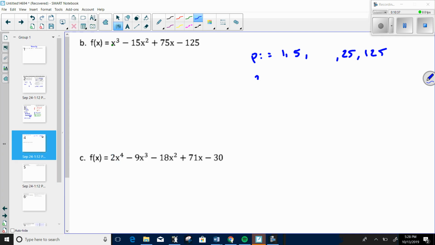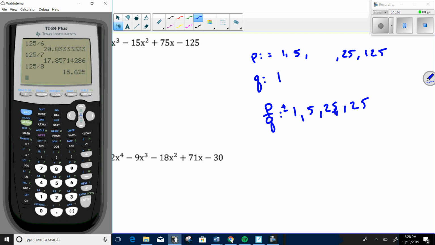Okay? So then what I'm going to do is I'm going to go find the factors of q, which in this case are just 1. So then p divided by q is 1, 5, 25, and 125. Why? Because you take all of these numbers divided by q, and then remember it's plus and minus. So then what we do is we use the graphing calculator. Okay? So how do we use the graphing calculator?